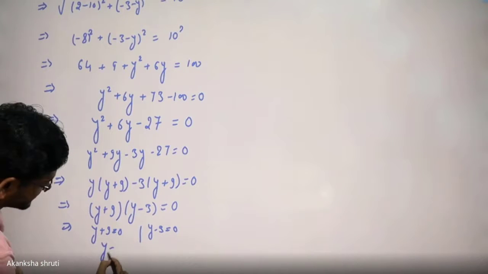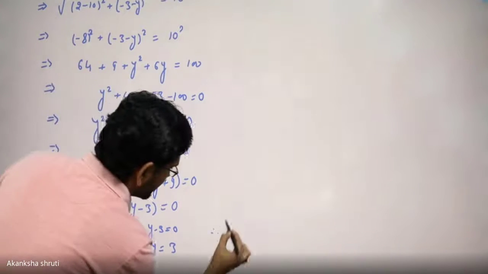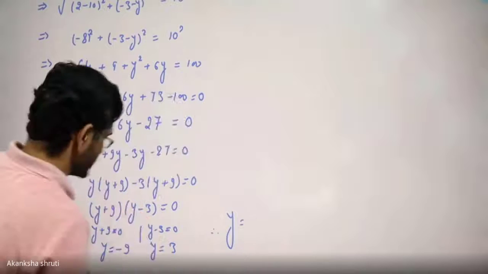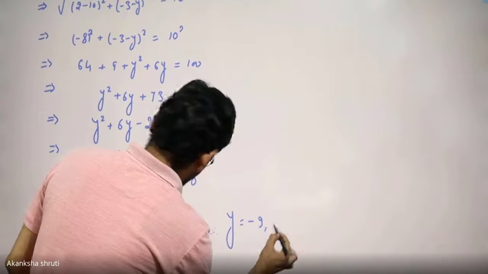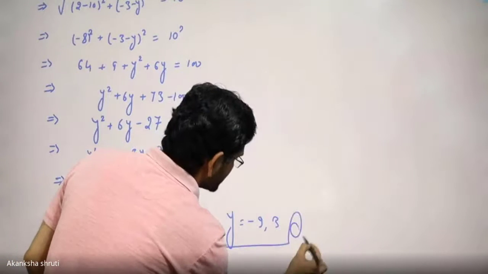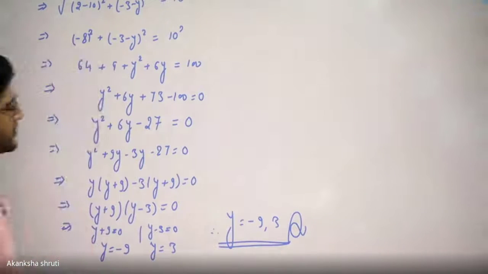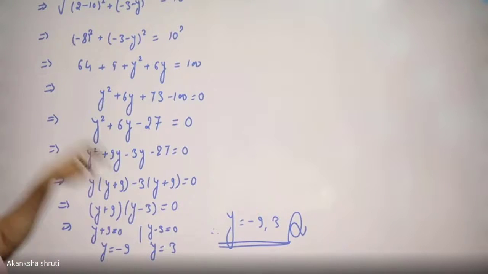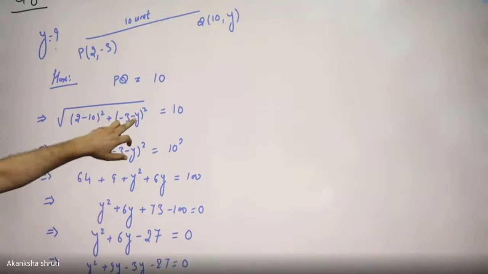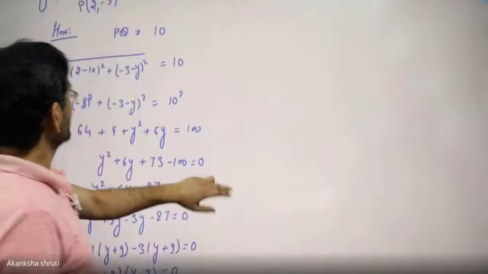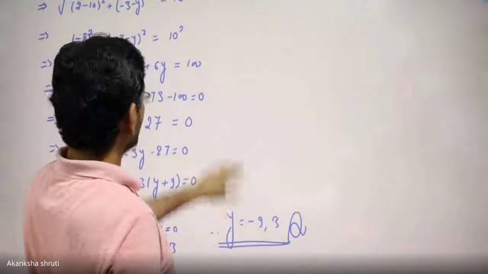From here, y is equal to minus 9. From here, y is equal to 3, sending it to the right hand side. Therefore, the value of y could be minus 9 or 3. These are the two possibilities. Okay, students? So this is the required answer. So you may get two values.